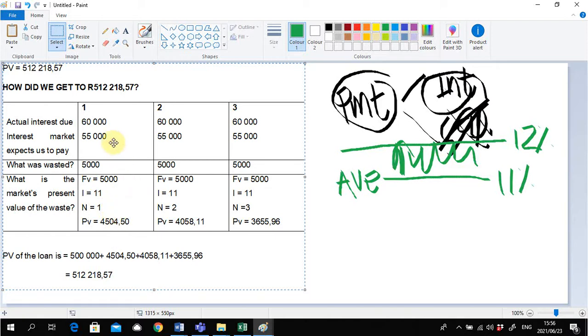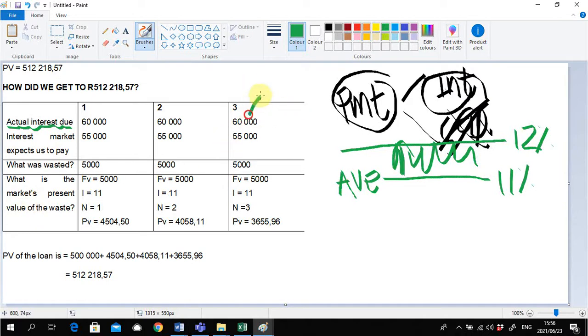So the following happens. We need to go and look at what is the difference between the actual interest that we are paying and the interest that the market expects of us to pay. So we are paying 12%. So this is your 500,000 Rand debt times the 12%. What does the market expect of us to pay? The market expects of us to pay, on the 500,000, 11%. Right? So this is what we are really paying versus what the market expects of us to pay.